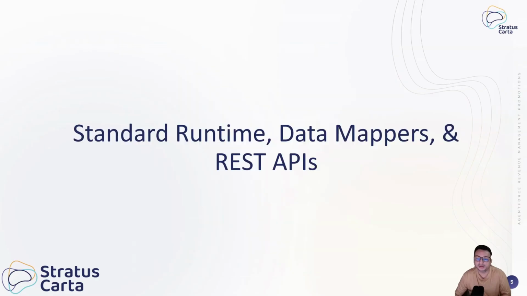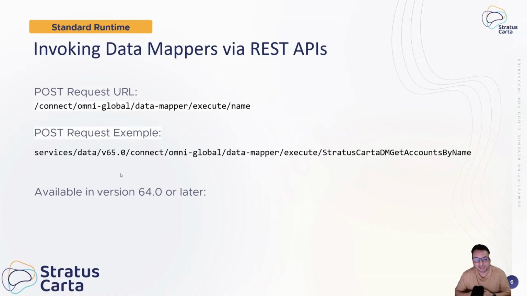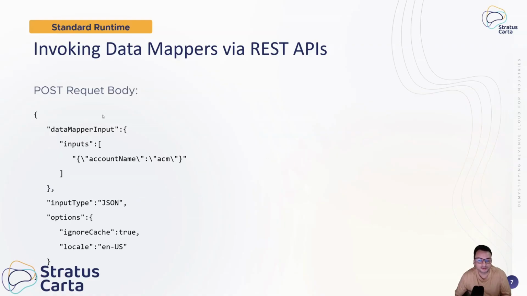Let's have a look at the data mappers called as a REST API on Standard Runtime. In that case, we have just a post request. Here is the path: services/data/version. In this case, the version should be 64 or later; we are using 65. Then connect/omni/global/data-mapper/execute, followed by the name of the data mapper. That is the post URL. And here is the body for our request.